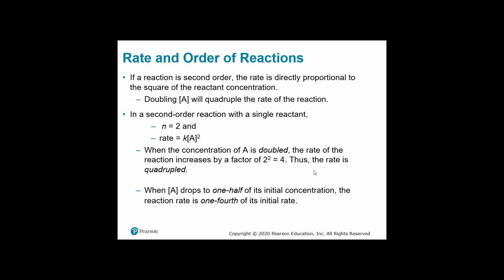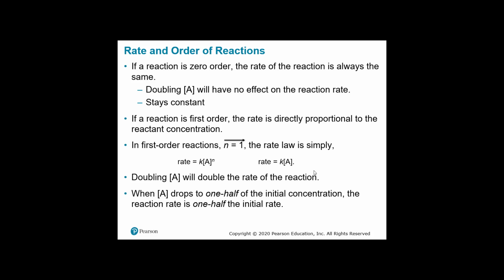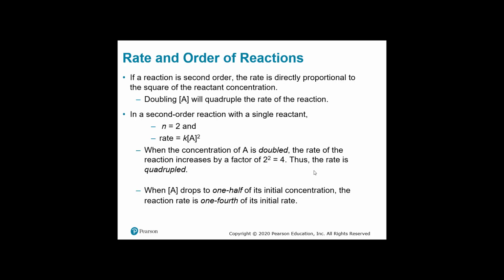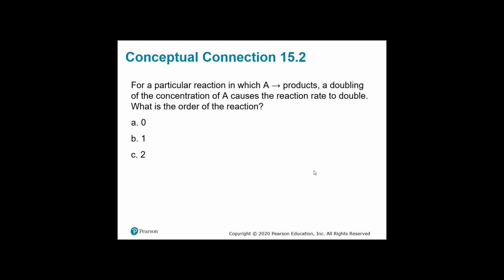If the rate doubles when the concentration doubles, then you're most likely dealing with a first order reaction. But if you're dealing with a second order reaction, the concentration doubles but the rate quadruples. And I have some examples. When the concentration drops to 1/2 of its initial concentration, the reaction rate is 1/4 of the initial. So it's always by 1/4 or multiplied by 4, when the other one is either doubled or halved.